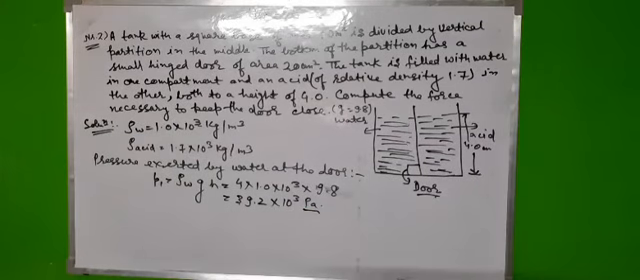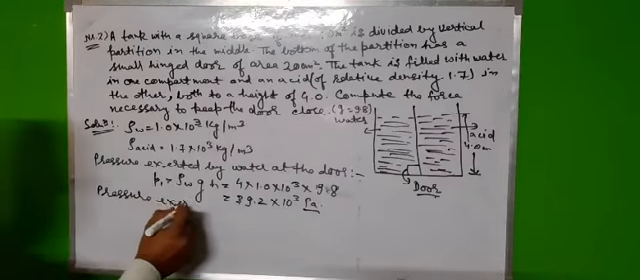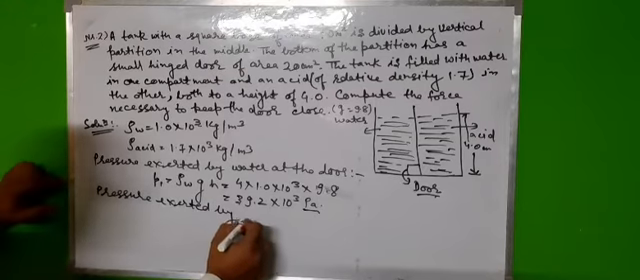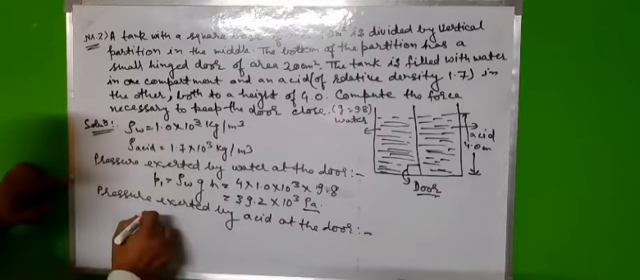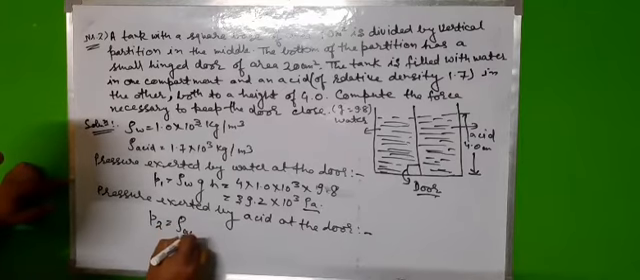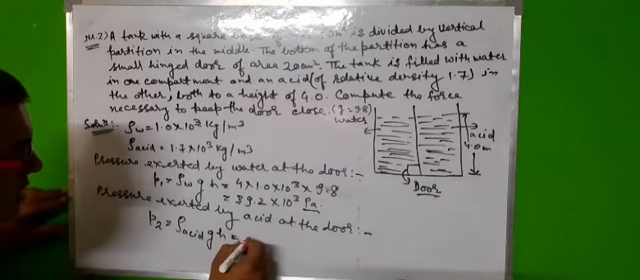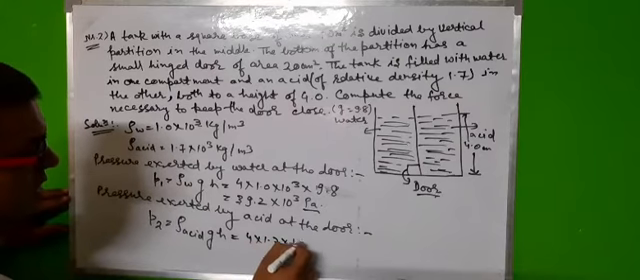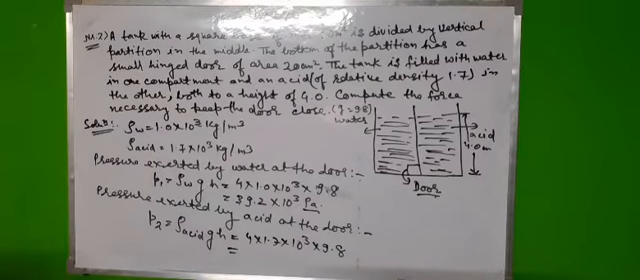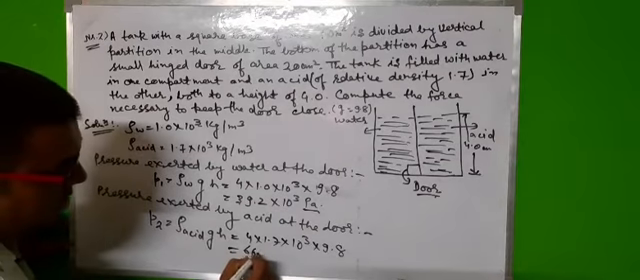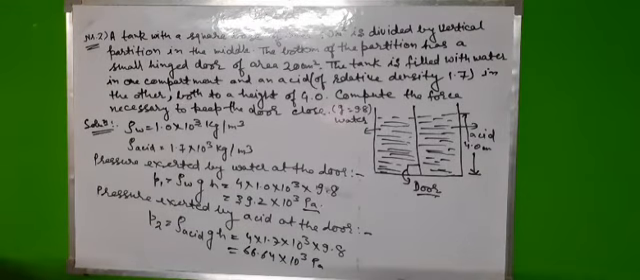This is the value. Now another thing is, we have to calculate the pressure exerted by acid at the door, and this we call the density of acid into G into H. And the density of acid is what? 1.7 into 10 to the power 3 into 9.8, and we will get the value of P2 as 66.64 into 10 to the power 3 Pascal.